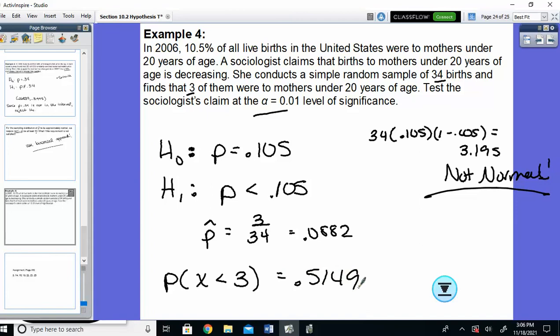So would we reject? There's a 51% chance this happens. Would we reject? No, we only reject if it's smaller than alpha. That's greater than alpha, so fail to reject.